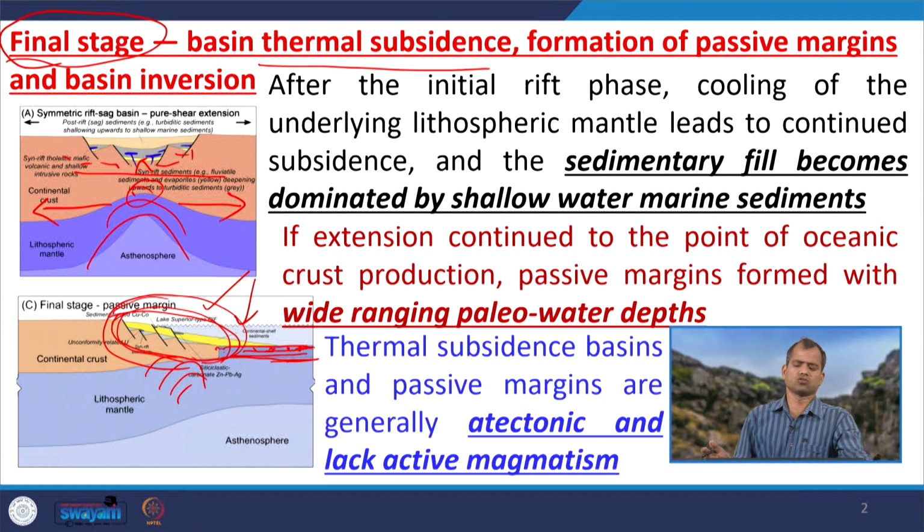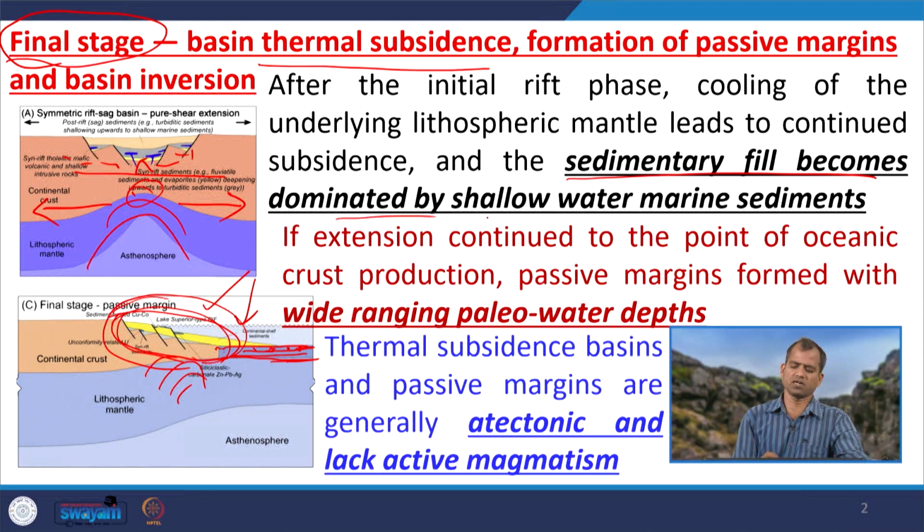Anyway, after the initial phase, cooling of the underlying lithospheric mantle leads to continued subsidence, and due to this subsidence the rigidity increases and sedimentation becomes more dominant. That means the sedimentary field becomes dominated by shallow water marine sediments. First this basin is initiated and this marine setting is shallow. Which type of sediment will this shallow water environment produce? Mostly the siliciclastics and the carbonates.